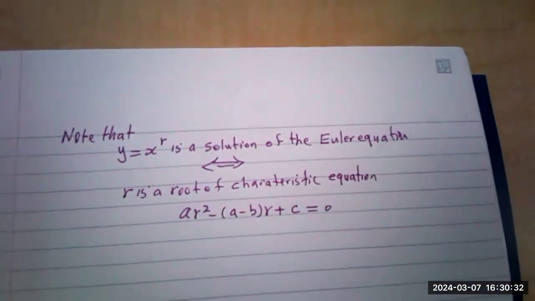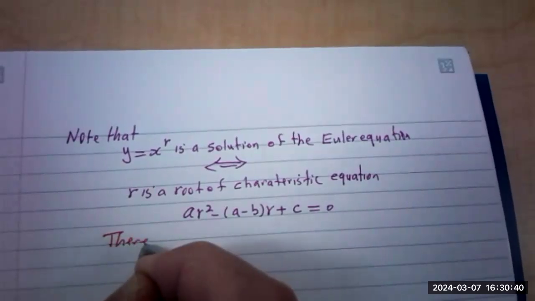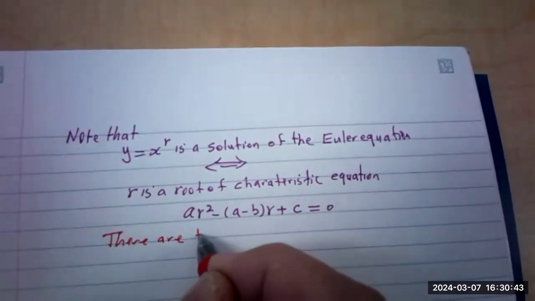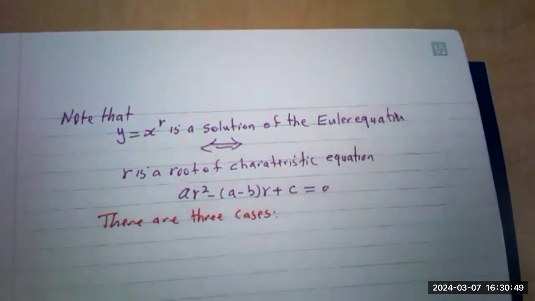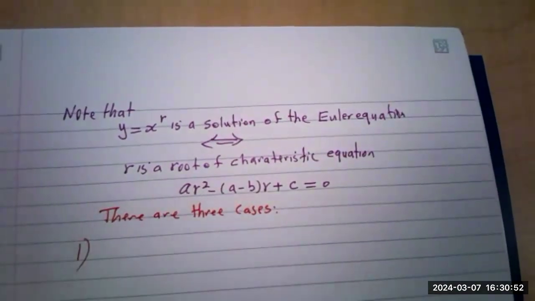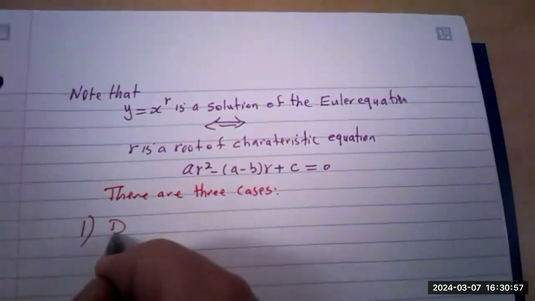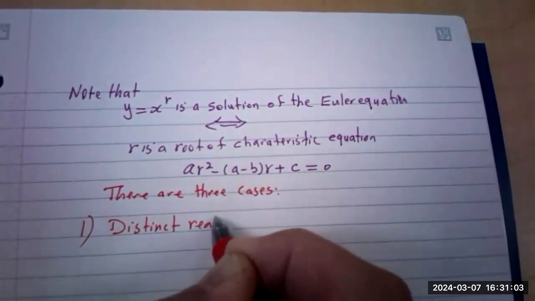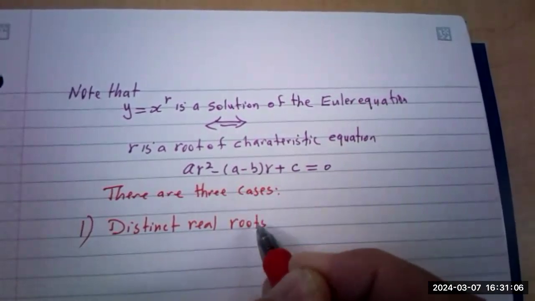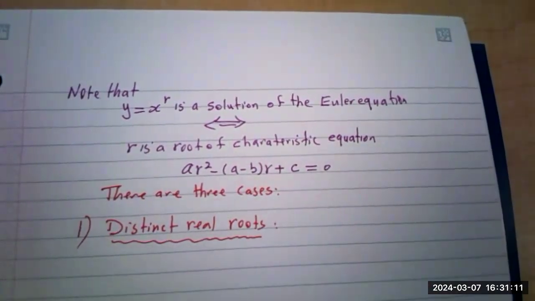Now consider those three possibilities and check the result. There are three cases. Again, as usual, case one: we get distinct, real roots. We refer to the roots of the quadratic equation and the solution for the differential equation.